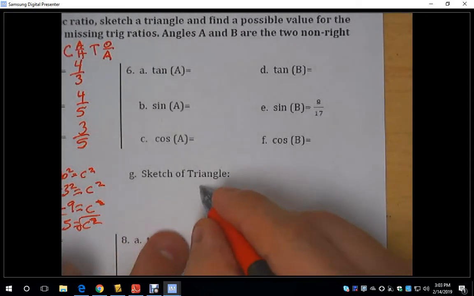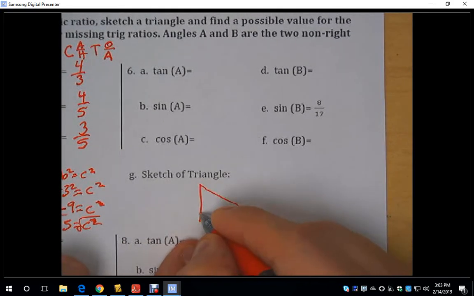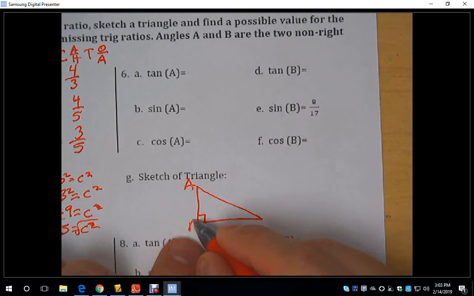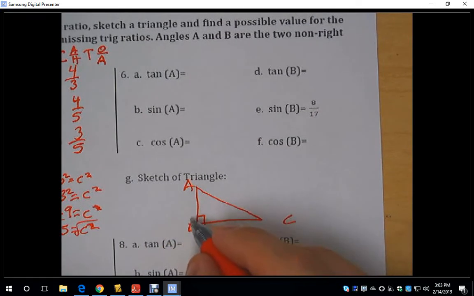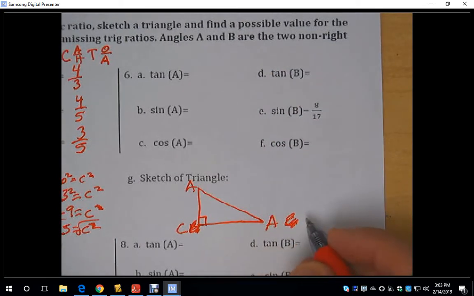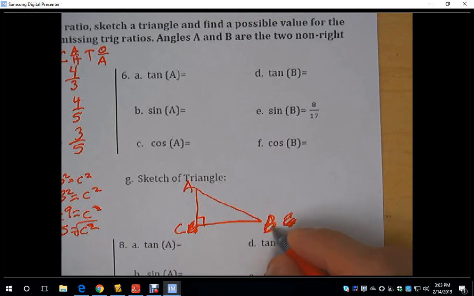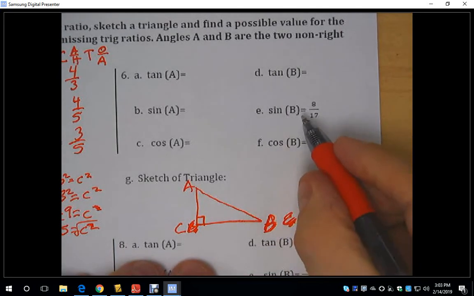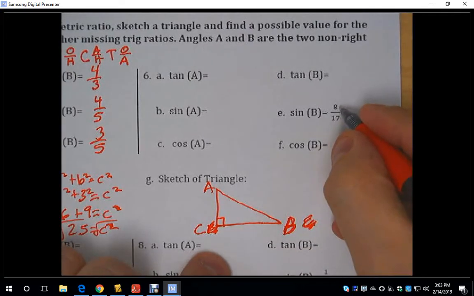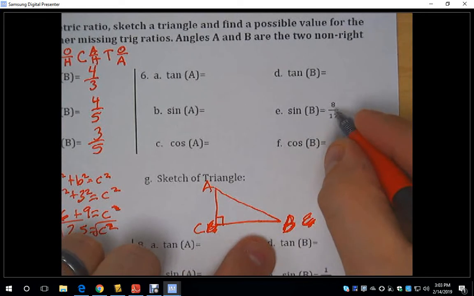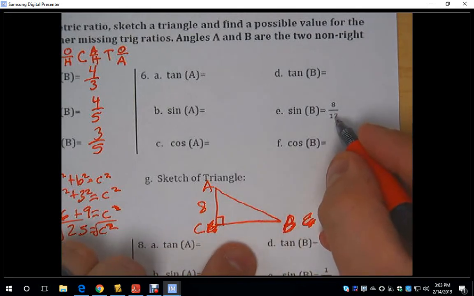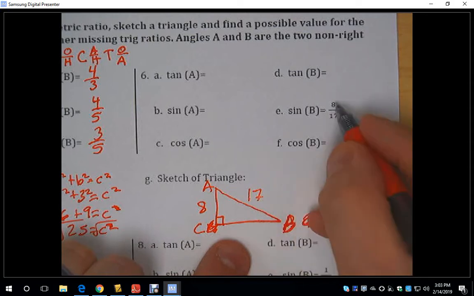So we're going to sketch another right triangle, and what we're given is the ratio for sine of angle B. Here's my angle A, B, and C. I'm sorry, the directions say that A and B are the non-right angles, so this is A, and this is B. Sorry, I'm making a few mistakes there. So we have sine of angle B, which is opposite over hypotenuse. 8 is the opposite side of angle B, which is this side here. The hypotenuse is 17, that's the longest side.